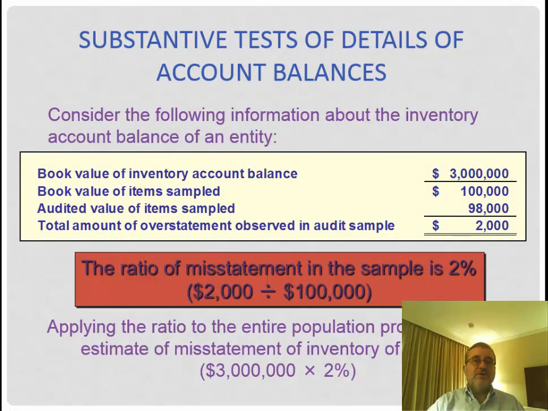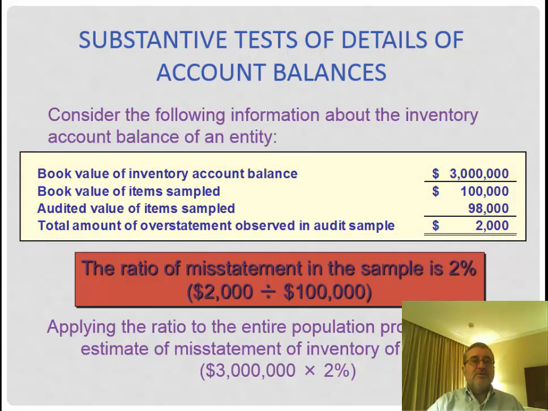So let's talk about a specific substantive test of the detail of account balances. Consider the following information about inventory in an account balance of an entity. So what management is identifying, the book value of inventory is $3 million. We identify a sample. That sample is $10,000. So that sample is based upon the book value.